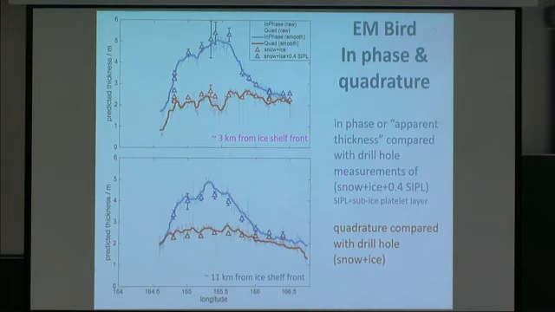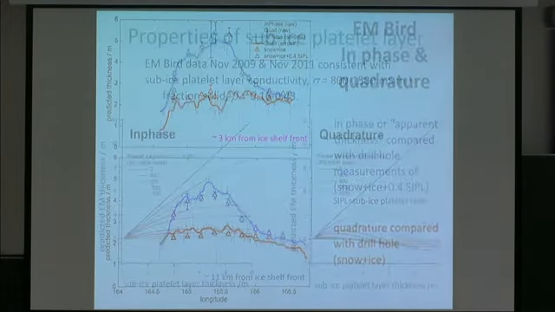The blue is the in-phase, or we also call it apparent ice thickness measurement, and the orangey colour is the quadrature measurement. And then on top of that are the observations from drill holes. So snow plus ice thickness is shown in the orangey colours, and snow plus ice plus 0.4 times the sub-ice platelet layer is shown in blue. And I think the measurements are reasonable for unedited data.